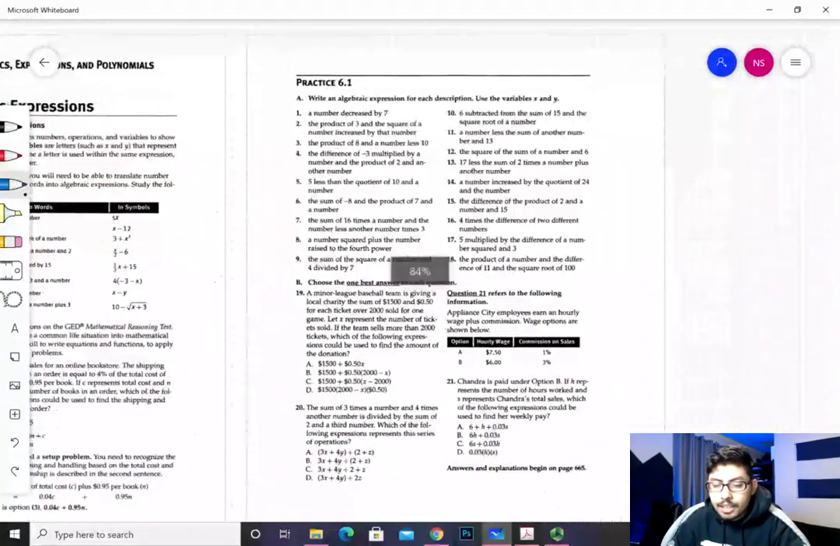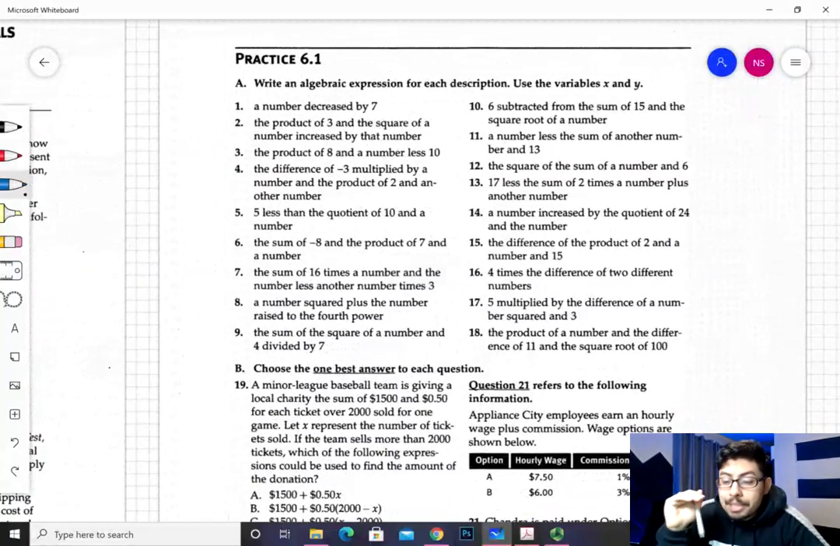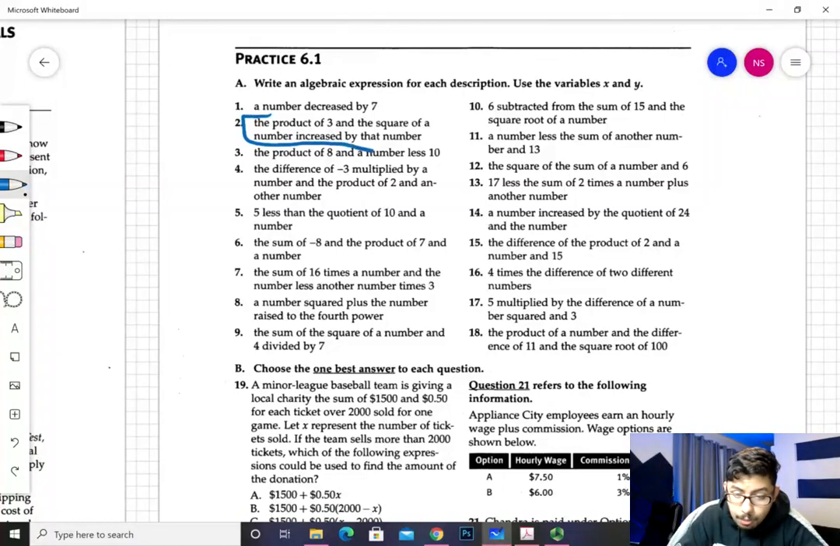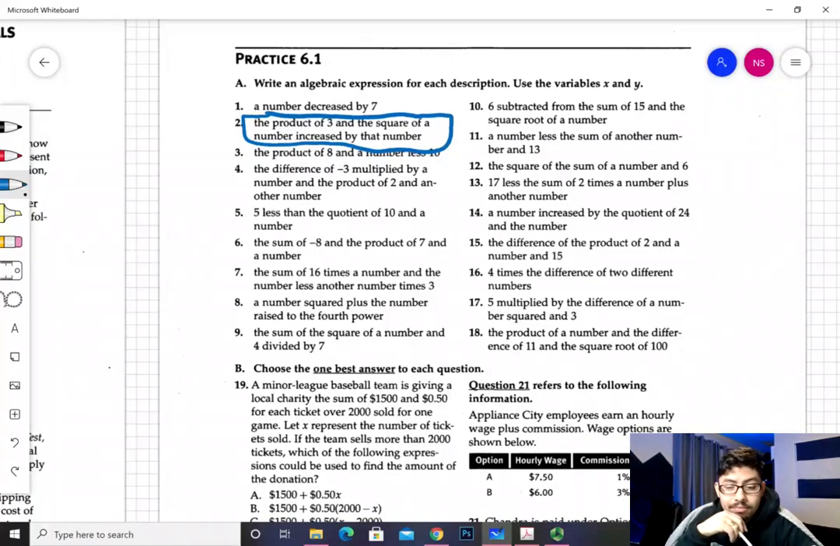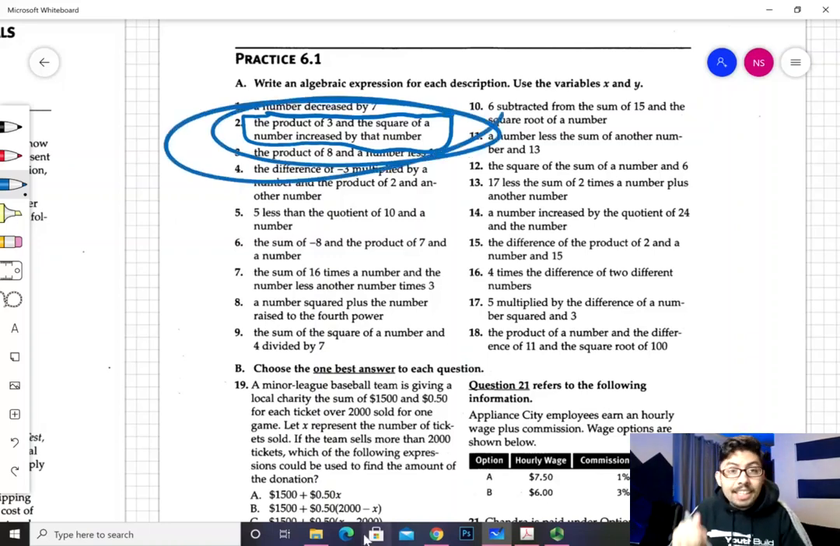If we look here at one of the examples, do not be surprised. You might see a question similar to this, word for word. The product of 3 and the square of a number increased by that number. And then what they'll do is, under the multiple choice sections, they'll give you 4 expressions and ask you pretty much which one of those mathematical expressions represents what they said in the words, right?